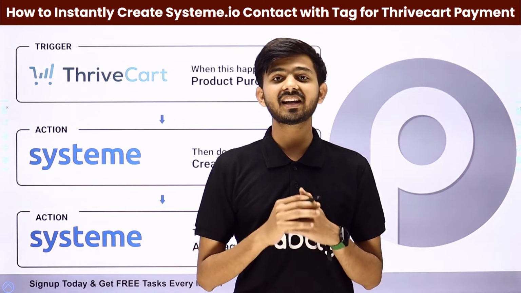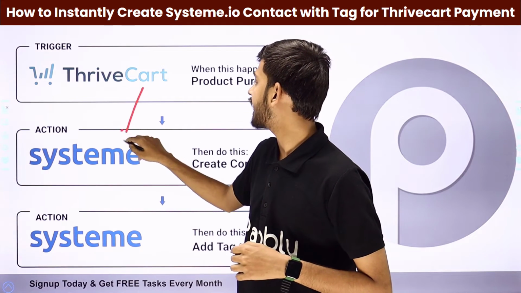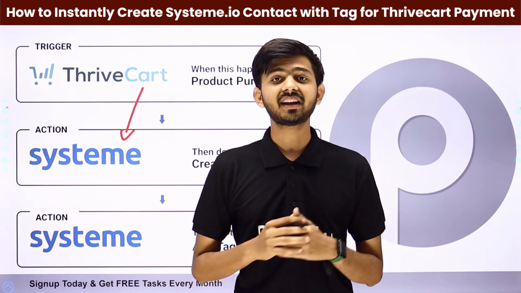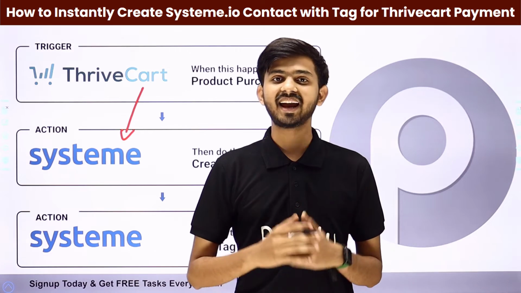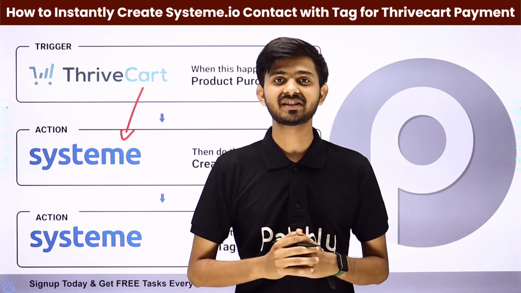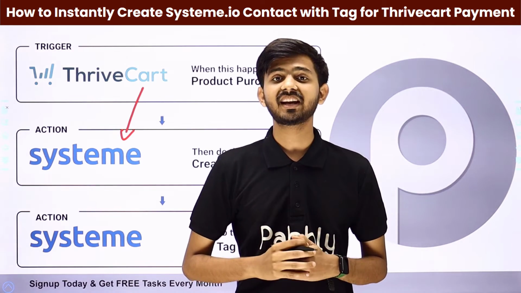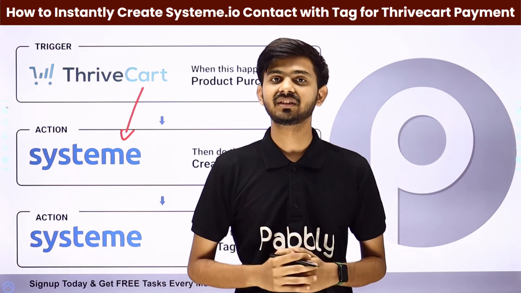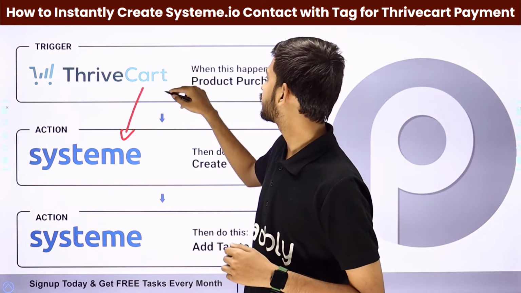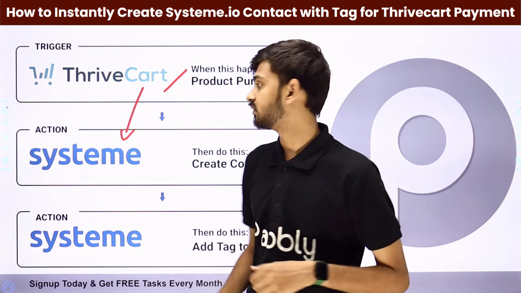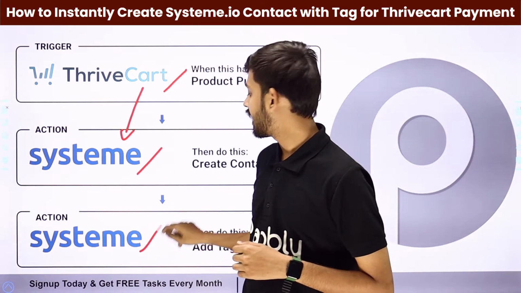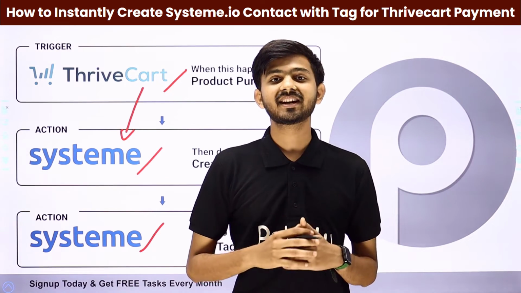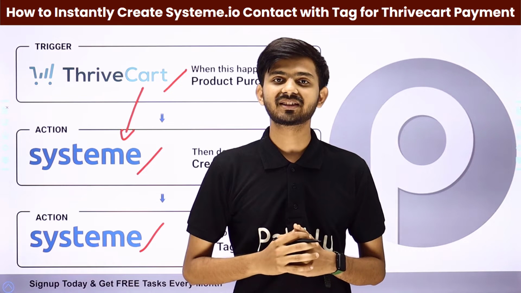For that, we will create an integration between Thrivecart and System.io. For creating this integration, we are going to use Pabbly Connect, which is an amazing software for automation and integration. In Pabbly Connect, we are going to use triggers and actions. In the trigger application, we are going to use Thrivecart. In the action application, we are going to use System.io. And how am I going to create this integration? For that, let me take you to my computer screen.